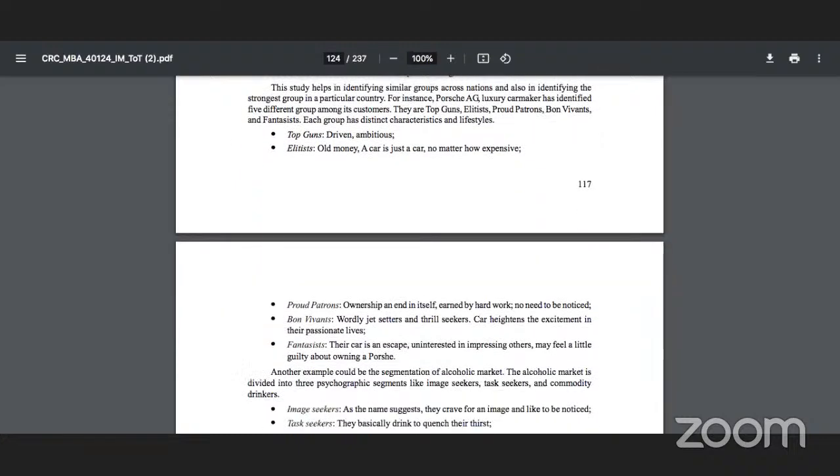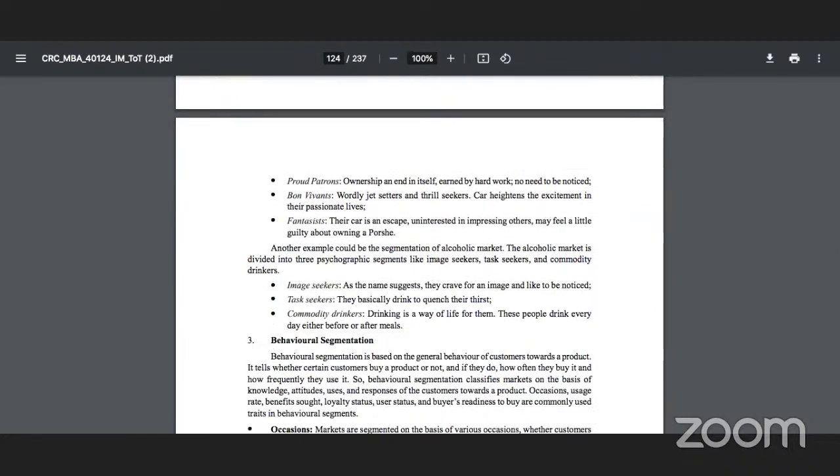Then we have the bon vivants. These are worldly jet setters and thrill seekers. The car heightens the excitement in their passionate lives. And then we have the fantasists. For them, the car is an escape. They are uninterested in impressing others. They feel a little guilty about owning a Porsche. So this is the kind of division or segmentation that was done by Porsche in terms of the psychography of their patrons.